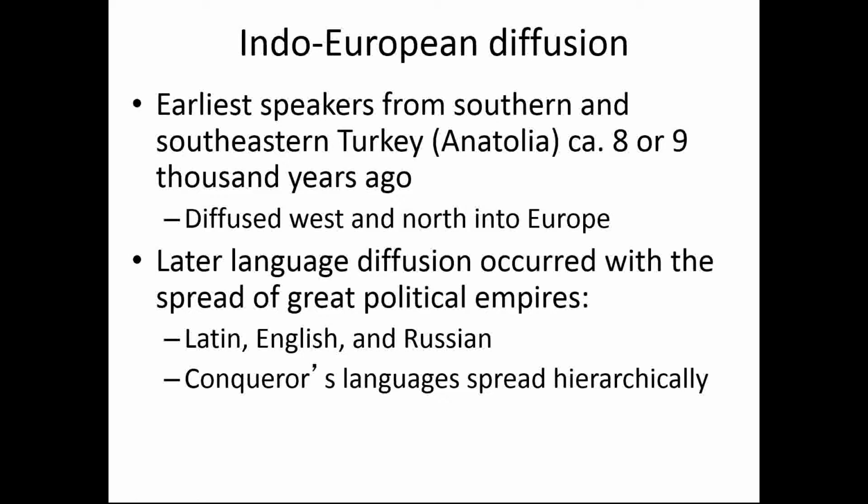Okay, so our Indo-European diffusion. Our earliest speakers came from southern and southeastern Turkey, which we call Anatolia, around 8,000 or 9,000 years ago. By the way, ca. means circa, and that means around. And it went from there west and north into Europe. And there's two main theories of how this happened.